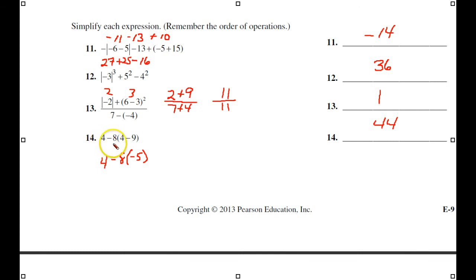All right, here's a 4. This is a negative 5 internally. A negative 8 times negative 5 is a positive 40. 40 plus 4 is 44.